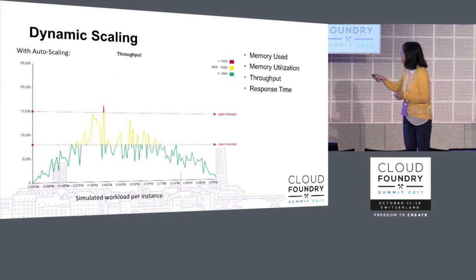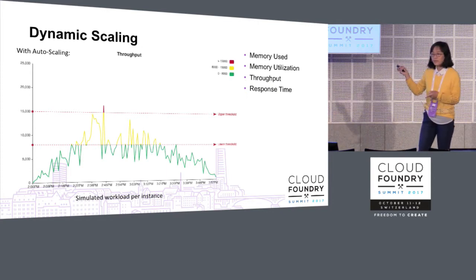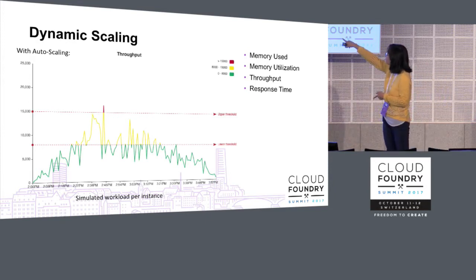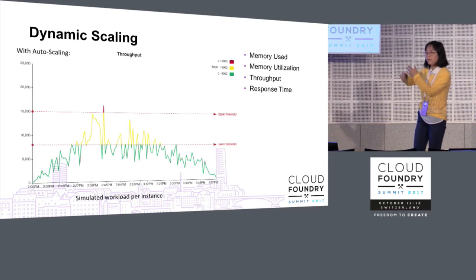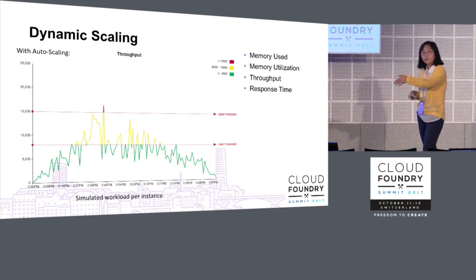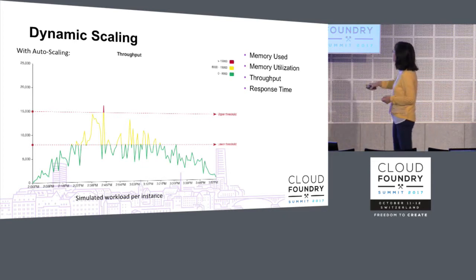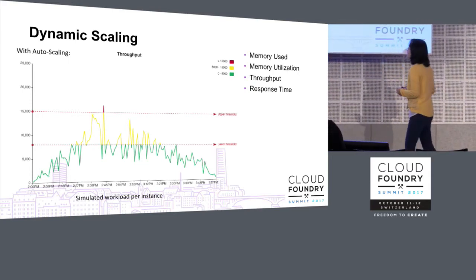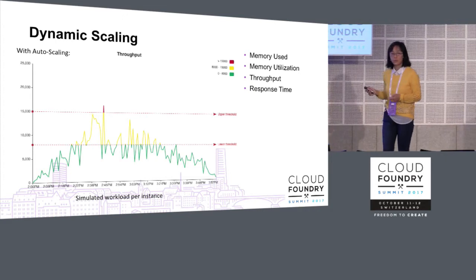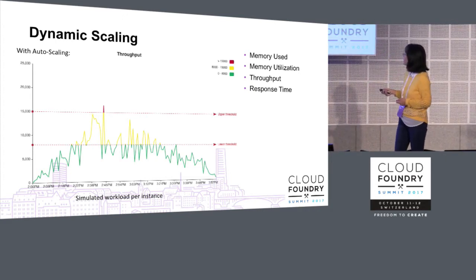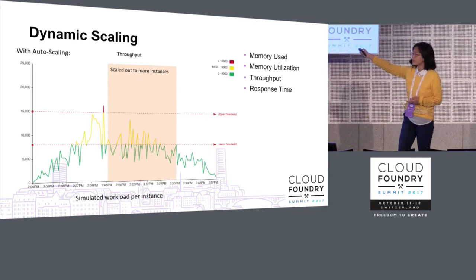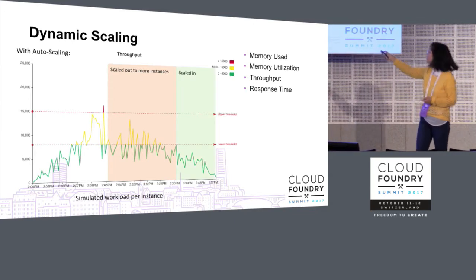After all the scaling, this is the simulated workload per instance. In the middle area, you can see the workload is almost half compared to the previous chart. And near 4 p.m., you can see the number is quite similar to the previous chart. Why? Since in this area, we scale out to more instances, and then we scale in again.